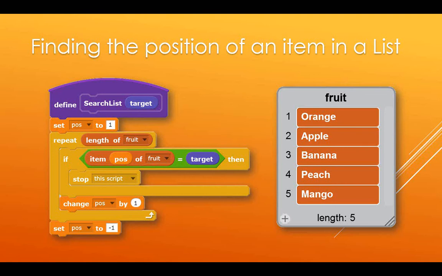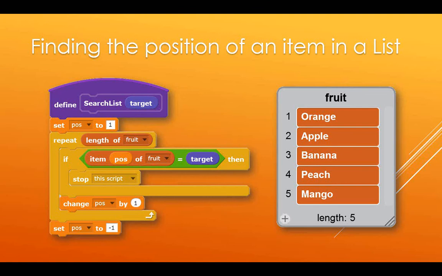What could we do to not have to do this step here? Set pos to 0. Yes, we would initialize it at 0 and only increment it after that. The problem with that is, if we start off with 0 and we say item 0, what's going to happen? There is no 0.